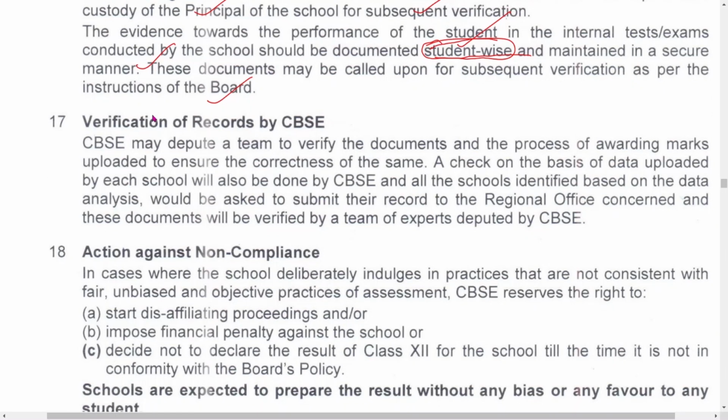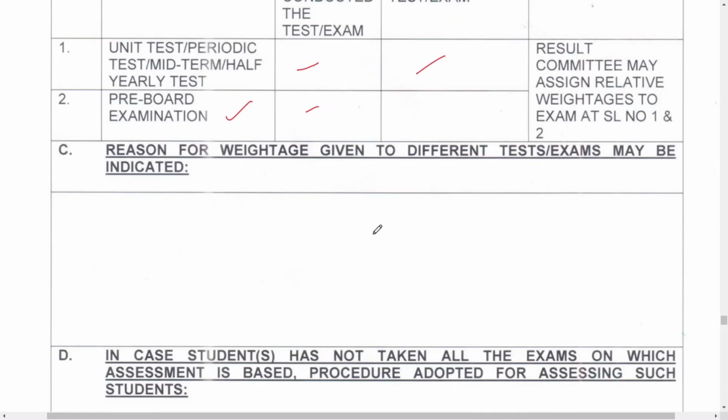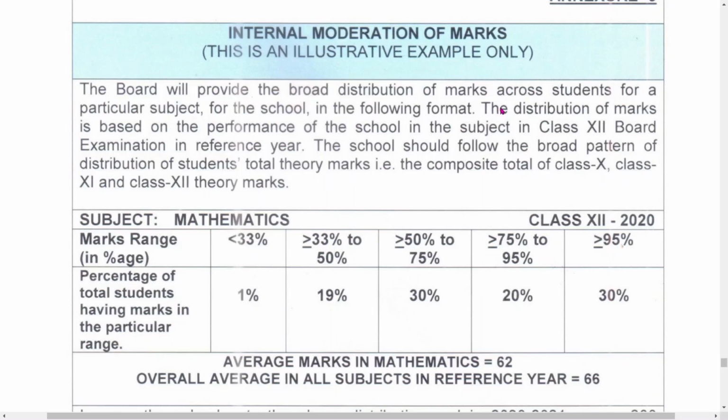Verification of records by CBSE. CBSE may depute a team to verify the documents and the process of awarding marks uploaded to ensure correctness of the same. Serial number 1 and 2. For the pre-board examination, which you are taking for that weightage, you have to mention here. Reason for weightage given to different test exams may be indicated. This is an illustrative example only.